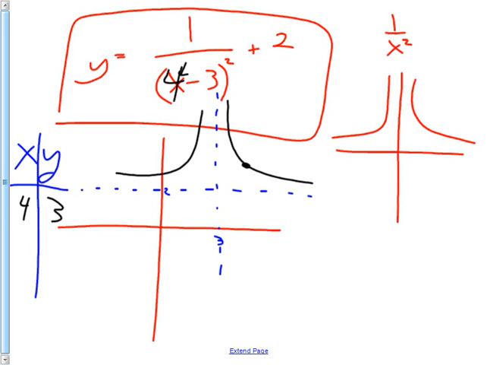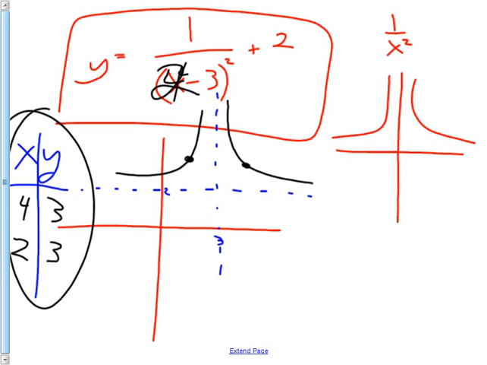Maybe I should check one more, just to be safe. So maybe I should check like 2. Put in a 2 right here. 2 minus 3 would be negative 1. Negative 1 squared is also 1. So it's 1 divided by 1 is 1 plus 2 is 3. So 2 also goes with 3. Might not seem like it makes sense, but then when you actually graph it, it does make sense. 2 comma 3 would be right there. All right. So it looks like I was doing it right. Use this in your graphing test. It's really smart to have an XY chart.